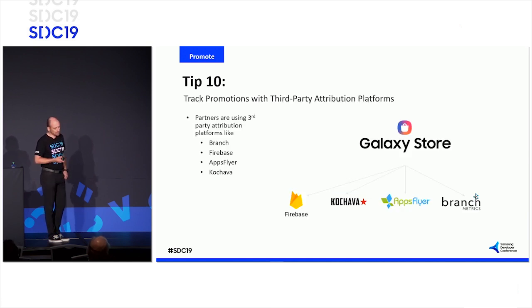If you are an Android, typically a game publisher, sellers use attribution platforms like Branch, Firebase, AppsFlyer, and Kochava to track their attribution. Those can be configured to operate with the Galaxy Store.